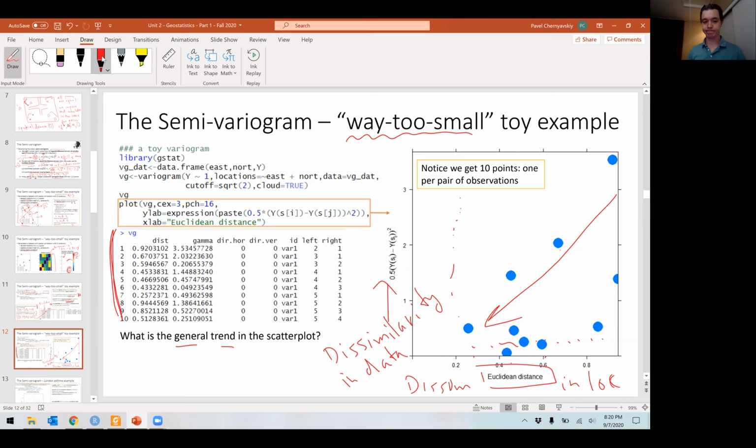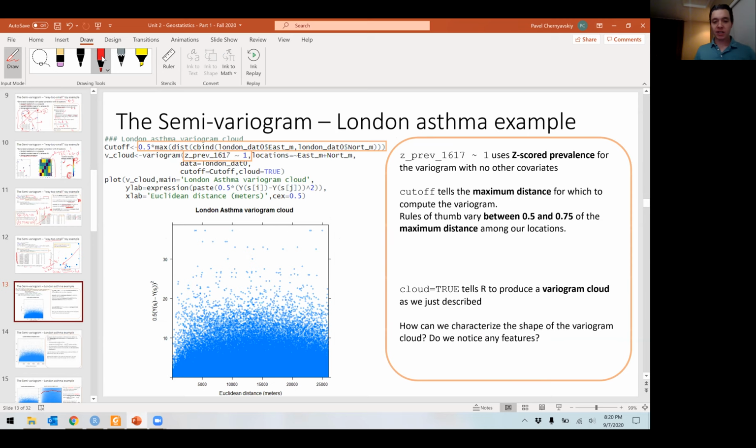Okay. That was a fun toy example. Let's do this for all of our GPs. I think we had something like 1,100 doctors for whom we had prevalence of childhood asthma, and so this scatter plot contains a ton of points. The other little difference that I'm doing here versus our first unit is I'm using z-scored prevalence. So I'm taking the percent prevalence, subtracting the mean, and dividing by the standard deviation. That way, I get a constant mean and a constant variance. That allows me to meet weak stationarity.